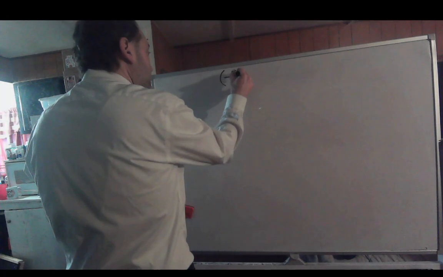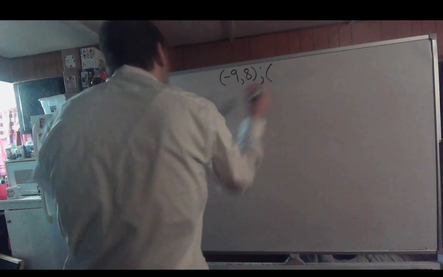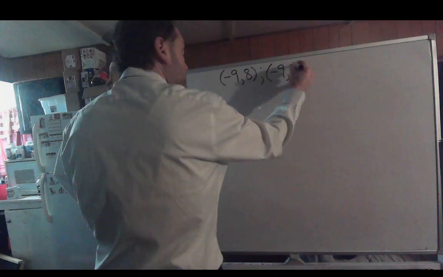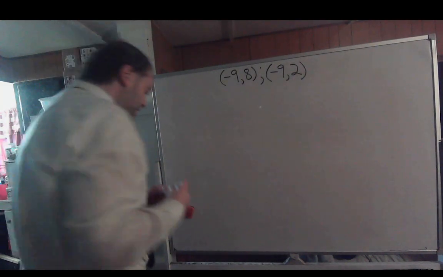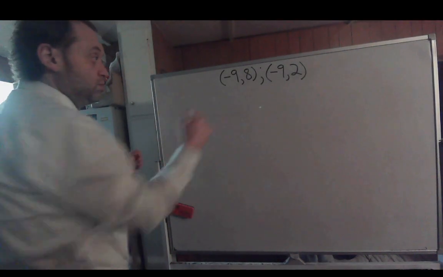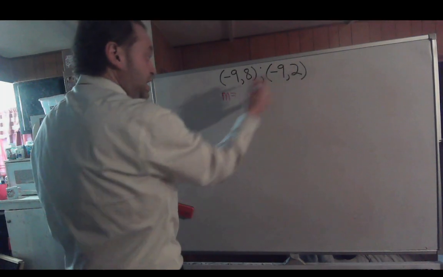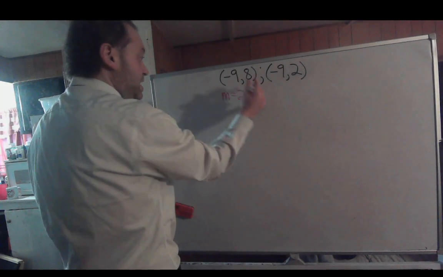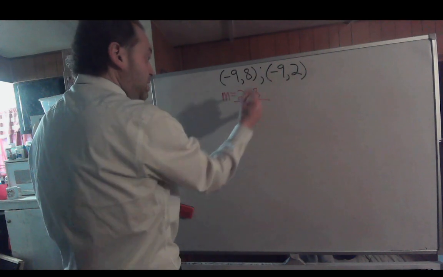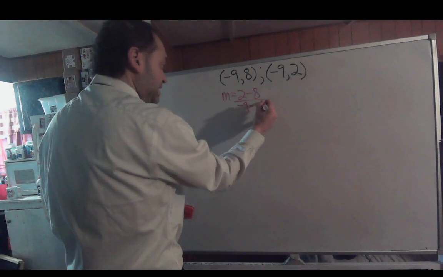So we have the point (-9, 8) as well as the point (-9, 2). We need to find the slope of the line between (-9, 8) and (-9, 2). Well, of course, take your second y coordinate of 2 minus your first y coordinate of 8, and divide all that by your second x coordinate of -9 minus your first x coordinate of -9.